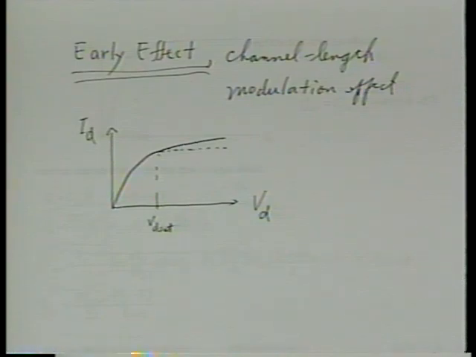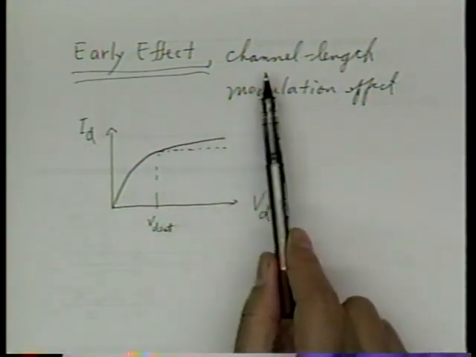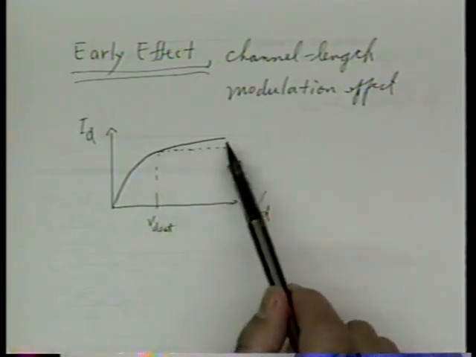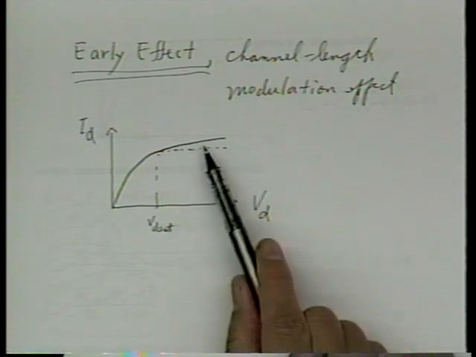Now, it's widely, I suppose, taught that early effect is synonymous with channel length modulation, that this is caused by channel length modulation. Later in this course, we're going to show you that that's not necessarily true. In fact, the most dominant early effect that we see that really limits the operation of analog circuits is not a result of channel length modulation. There are other physical phenomena that are responsible for early effect.